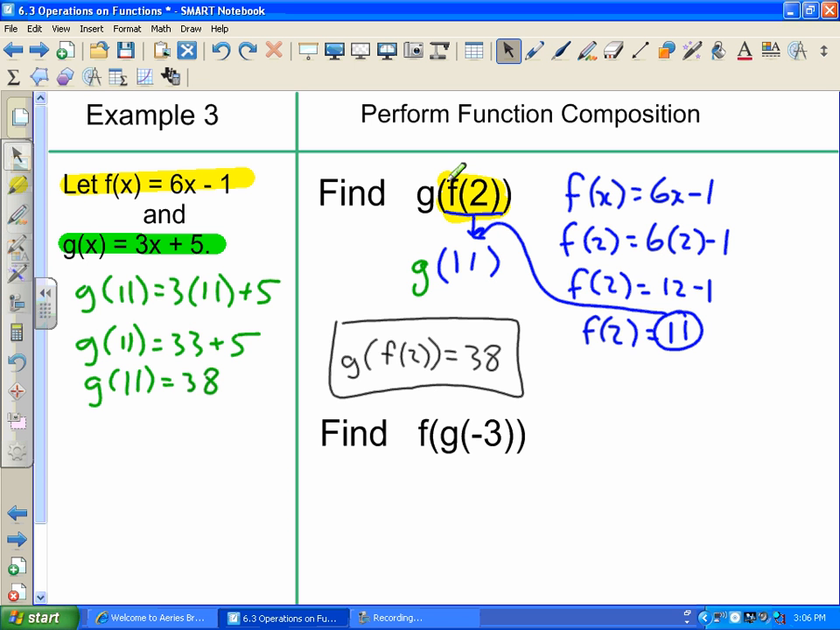Mr. Wood, that's not that hard. You just take the answer and put it in the next one. Yep, that's what I'm saying.